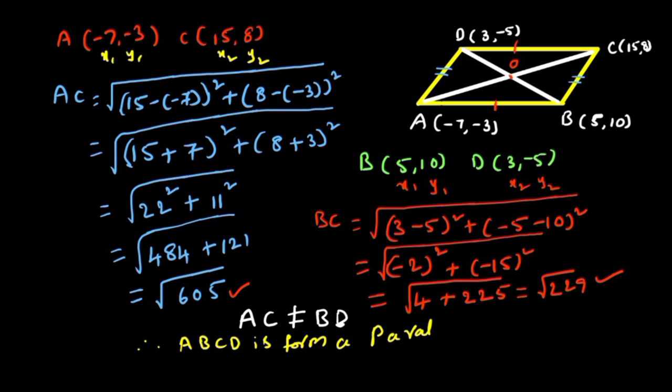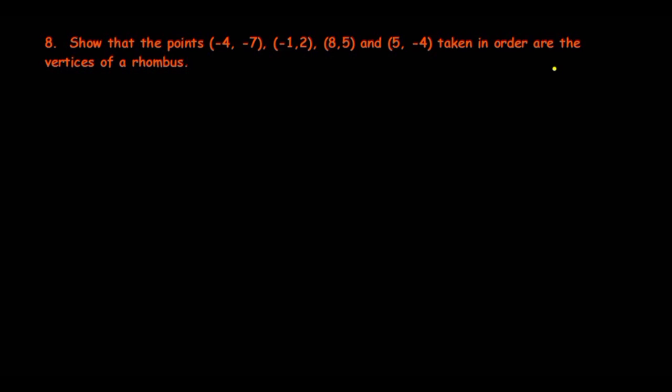In case the diagonals are also equal, that means opposite sides are equal. Here diagonals AC and BD are also equal, then it becomes a rectangle. Show that the points (-4, -7), (-1, 2), (8, 5), (5, -4), taken in order, are the vertices of a rhombus.